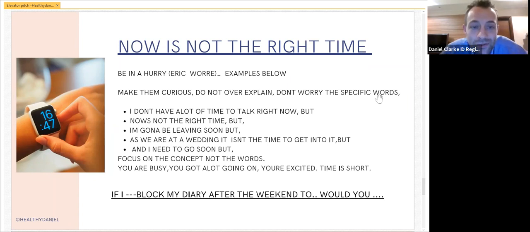So little examples of what you can say is, oh, I don't have a lot of time right now, but if I block my diary for the weekend, would you be free to have a call at 12 or 4 o'clock? Yes. Okay. Okay. How do we act like we're in a hurry when we're communicating through text?